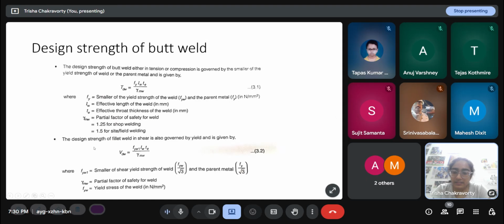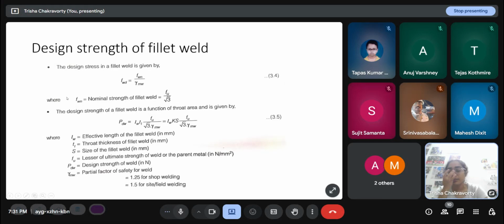Okay, I think this is a fillet weld only. But the butt weld works in tension or compression, and fillet weld works in shear. So this was the fillet weld. Sorry, I'm sorry for the wrong information.